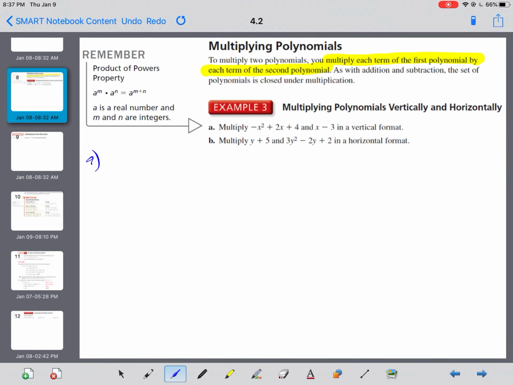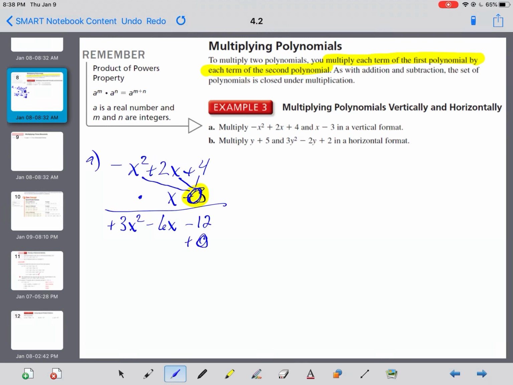So we're going to do the same thing, but with polynomials. So negative x squared plus 2x plus 4. And we're going to do an x minus 3, and we're going to multiply them. Your first term is your minus 3. So negative 3 times 4 is negative 12. Negative 3 times 2x is negative 6x. And negative 3 times negative x squared, negative is positive, 3x squared. I'm going to zero that out. Put in my 0 there.